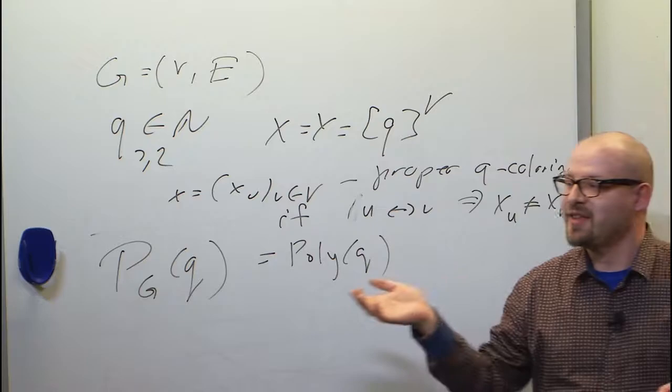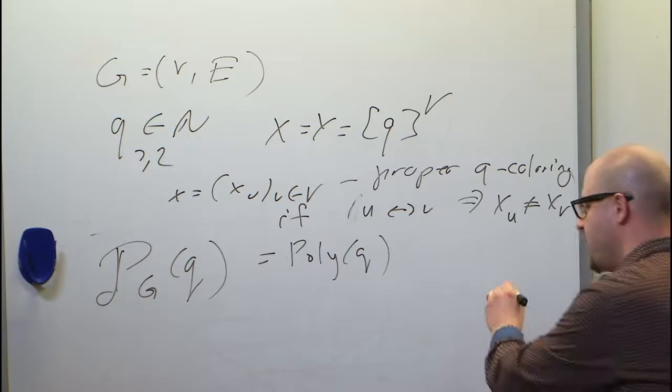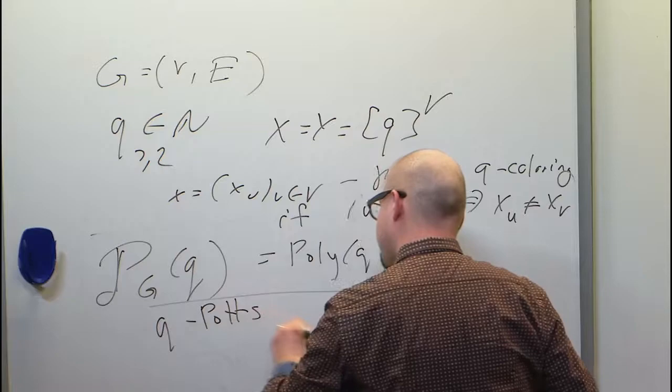So what you do is you relax it and you consider, let's denote generally by script B, not to confuse it with distributions, sampling from a relaxed version, which you could call the Q-Potts model.